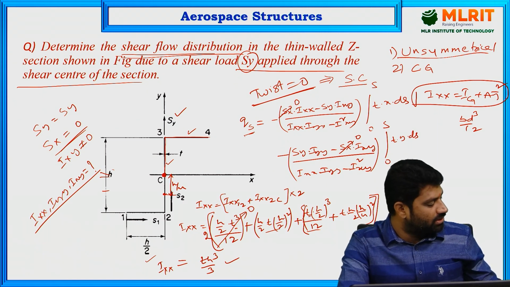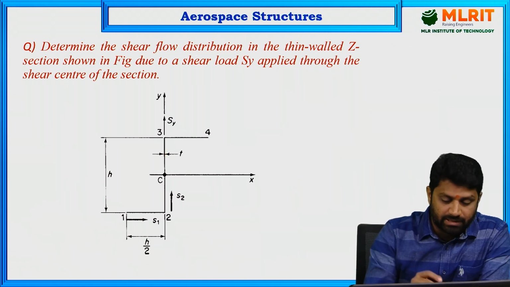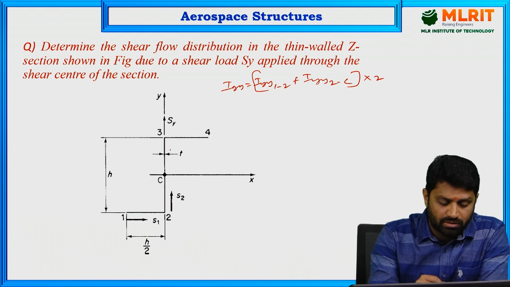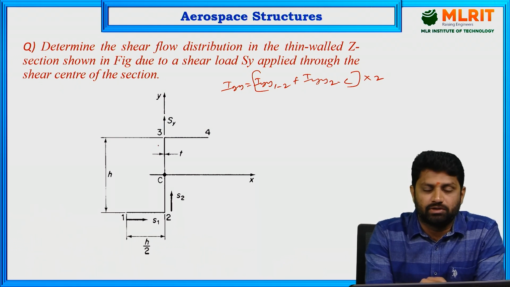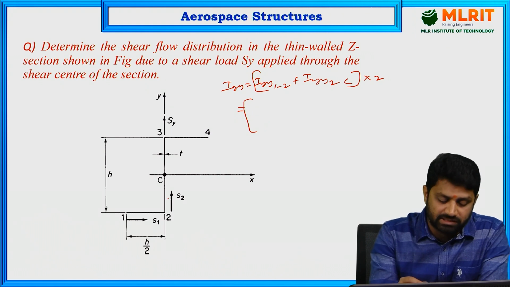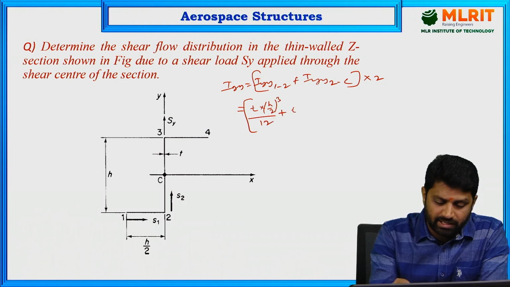And if you look into moment of inertia about the y-axis for the same 1 2, similarly, what you are going to get is Iyy for 1 2 plus Iyy for 2C, and it should be multiplied by 2 for the rest of the panel, that is C to 3 and 3 to 4. So Iyy for the first 1 2 is dB cube by 12, where d is t and b is h by 2, so t into h by 2 whole cube by 12, plus area t into h by 2, into x bar square.